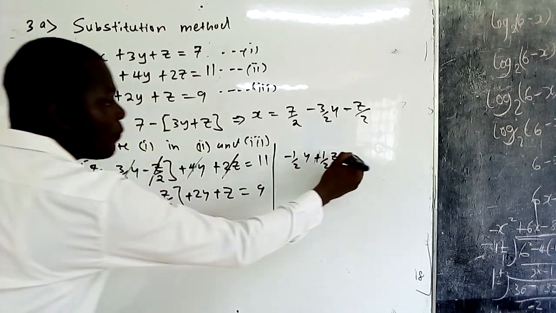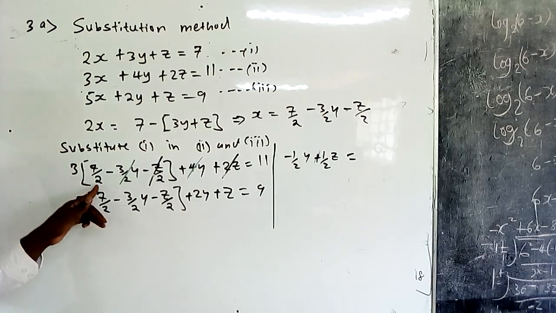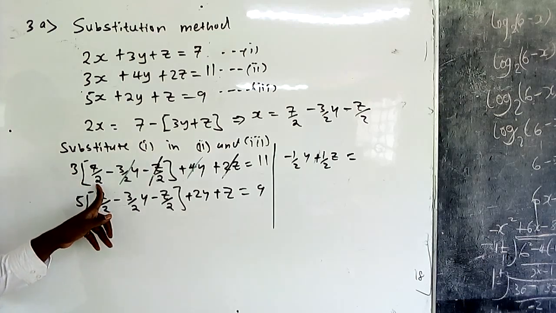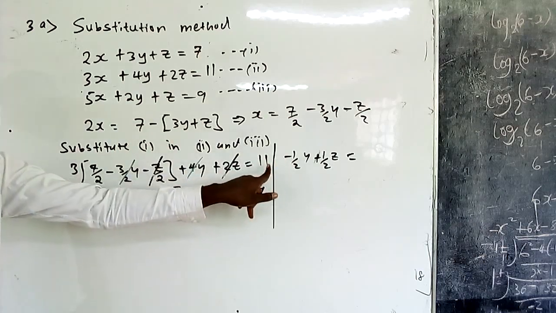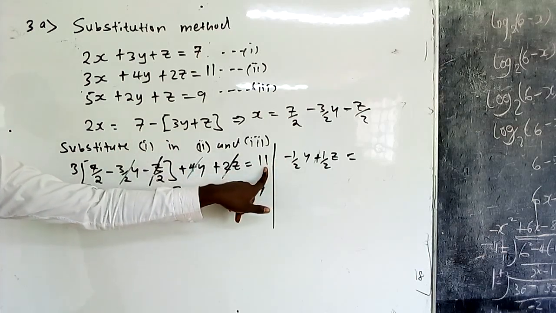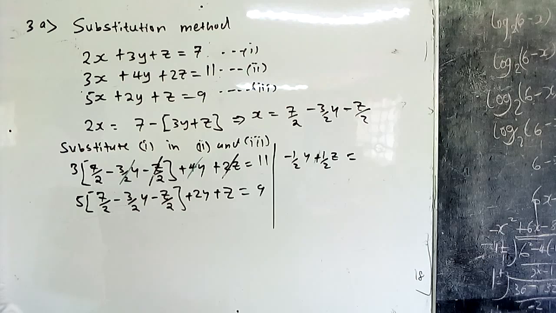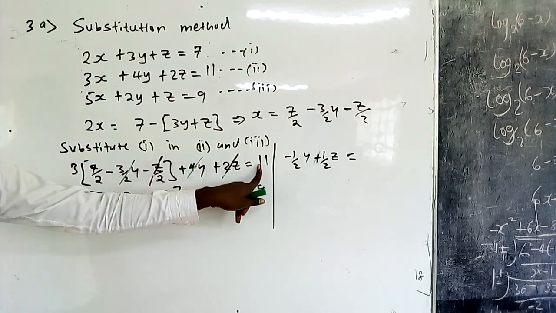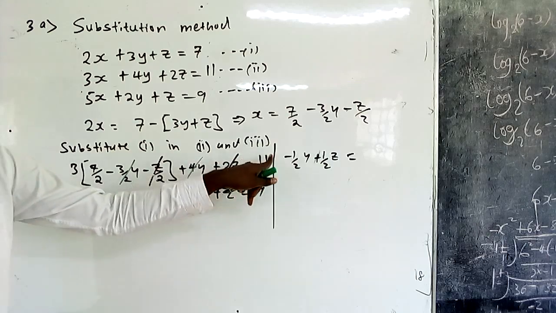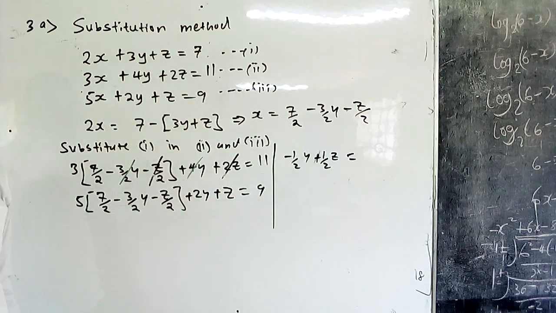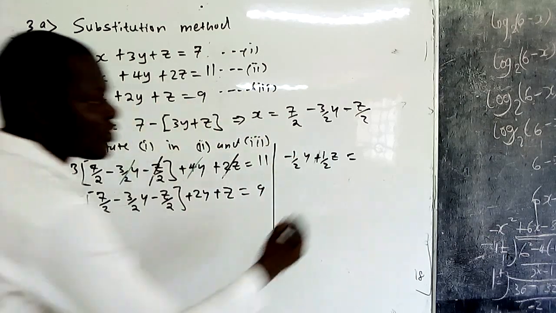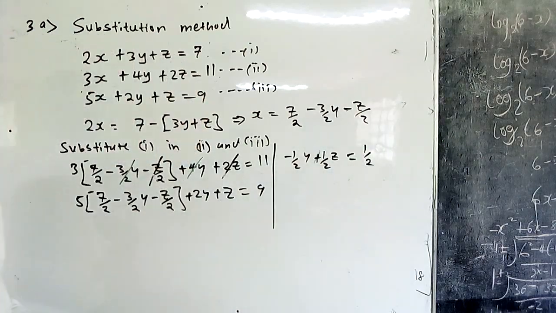To be equal to, then here you have 3 times 7 over 2 is 21 over 2, isn't it? 21 over 2 going to the other side of the equation becomes subtract. 11 minus 21 over 2, you get 1 over 2, isn't it? See, 11 is the same as 22 over 2. So 22 over 2 minus 21 over 2, you get 1 over 2. So that is how you simplify the first equation.